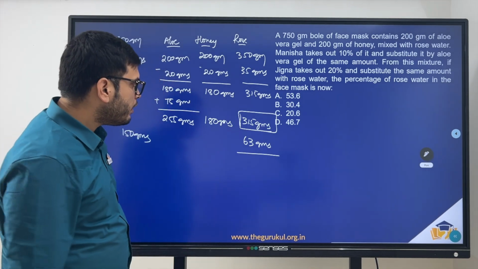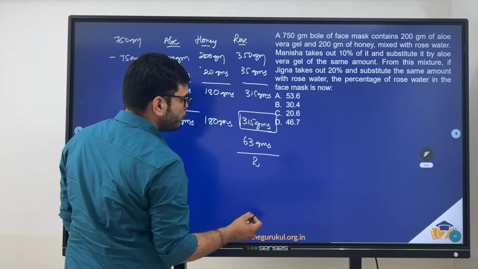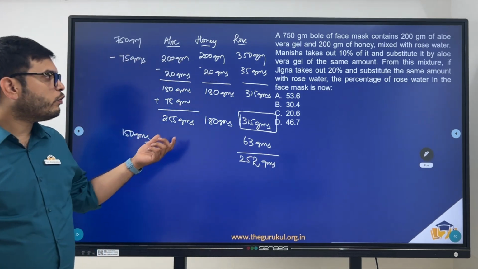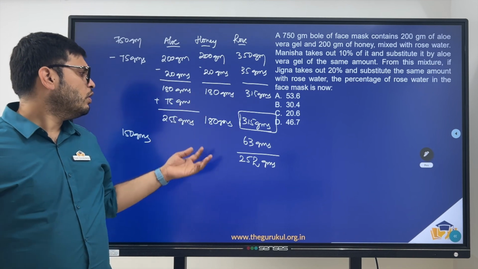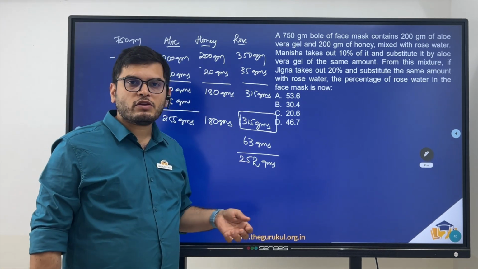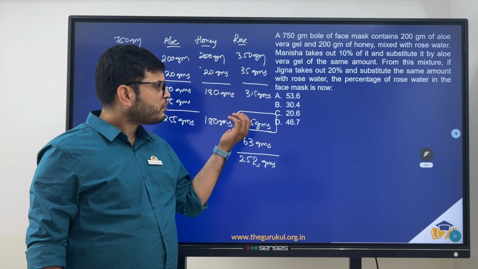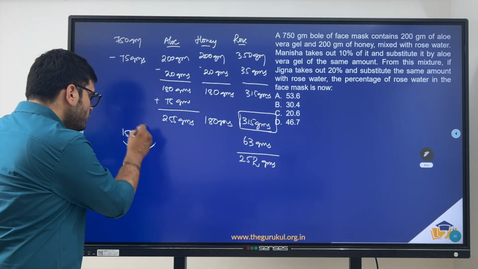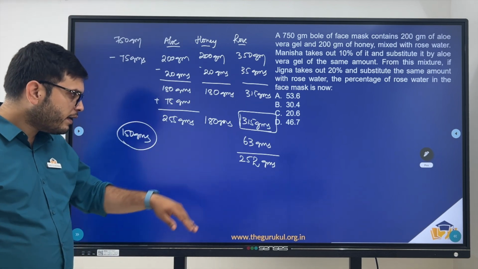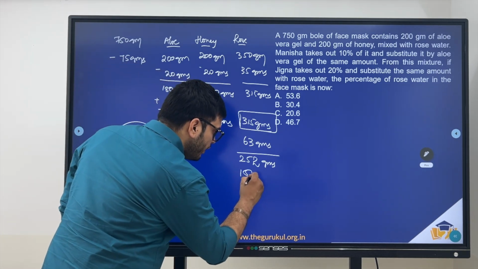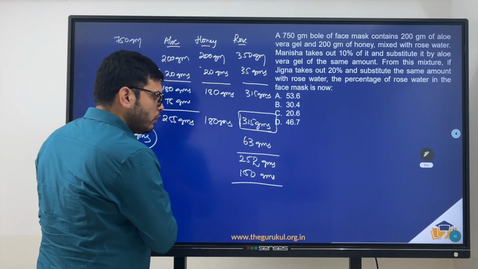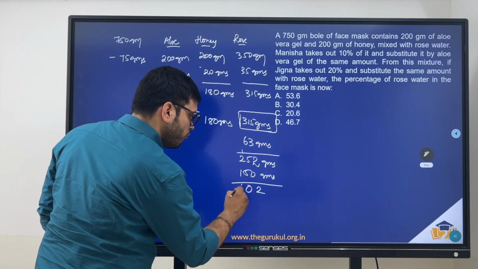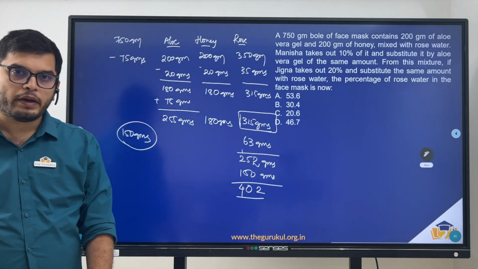So what would be the final content then? 252, right? So after removing 20% of the mixture, you are left with 252 grams of rose water. Now what happened? Now she had substituted the same amount with rose water. So how much amount did she remove? 150 grams. Now she had added 150 grams of rose water. So the final amount of rose water would be 252 plus 150, which is 402. Right.